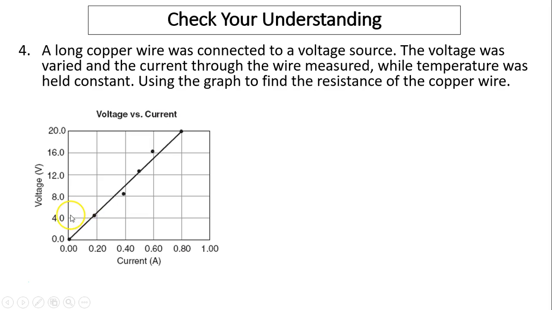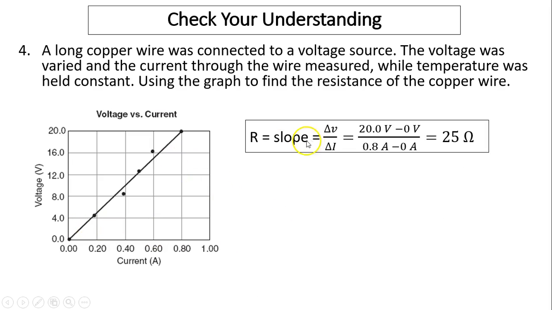And maybe it's, what do you think? It's less than 5, but 4.5, you have to kind of guess. And even the current also, you have to guess. So the best two points are the points where you know the exact value. So in this case, R equals the slope, which is change of V divided by change of I. You have 25 ohm.